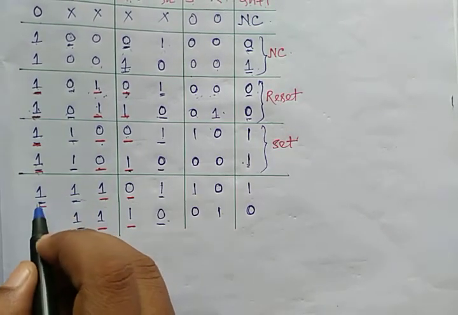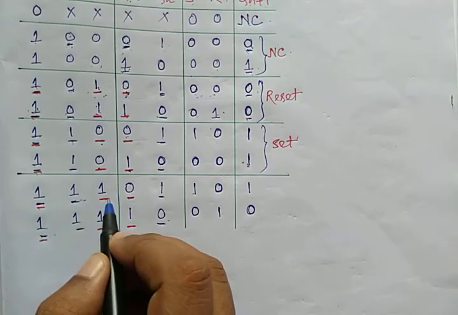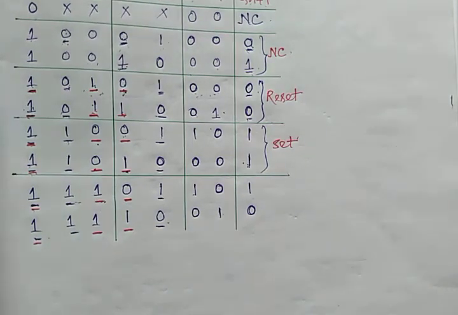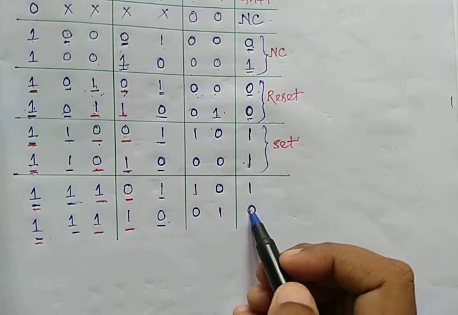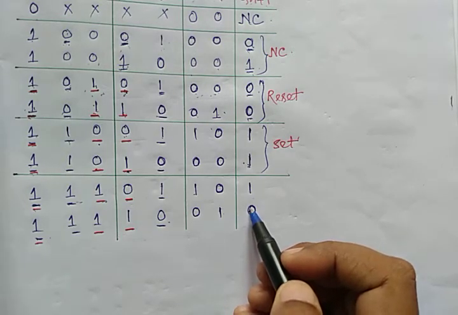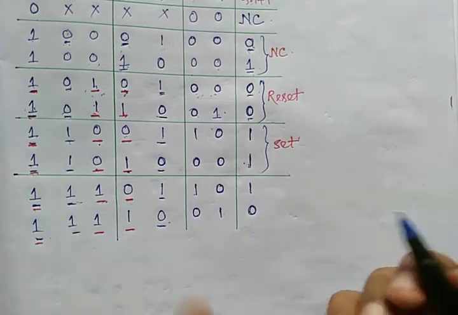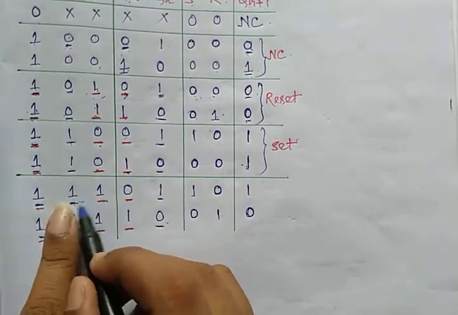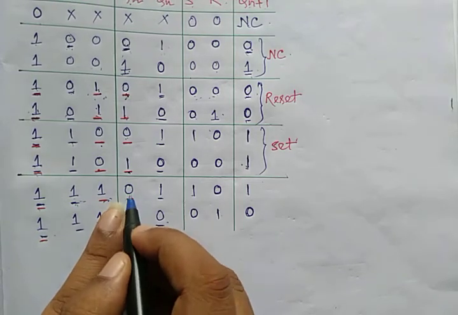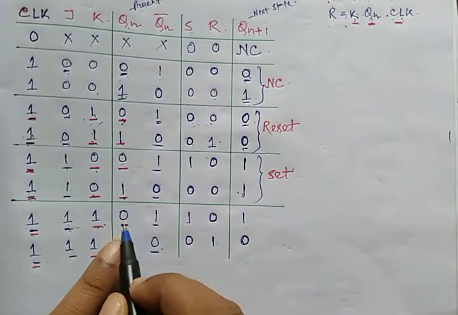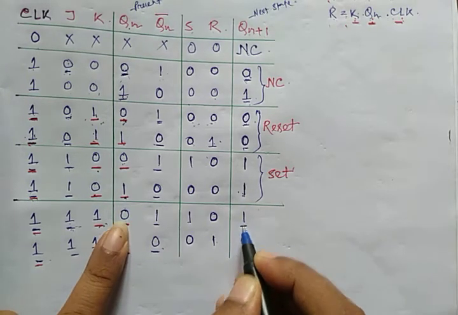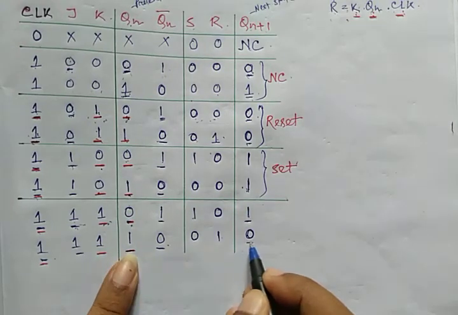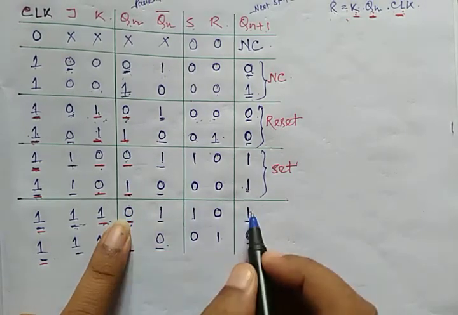Let us say when clock is 1, both the inputs are 1. In SR flip-flop, this condition becomes an invalid condition which is known as forbidden condition, where both the input signals have the same value. But here you can see that when both the inputs are 1, this is our Qn value. When Qn value is 0, we get output Qn plus 1 as 1. And when Qn is 1, we get output as 0. That means all the time we get a reverse value.